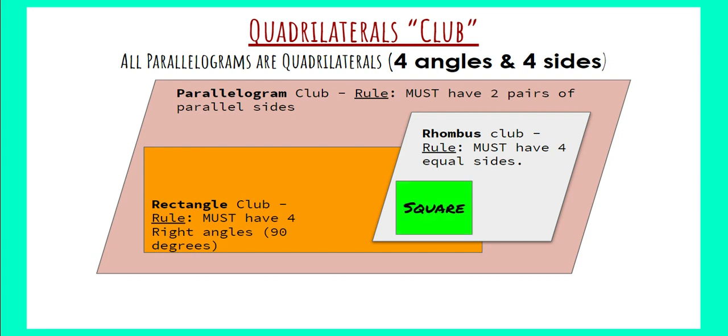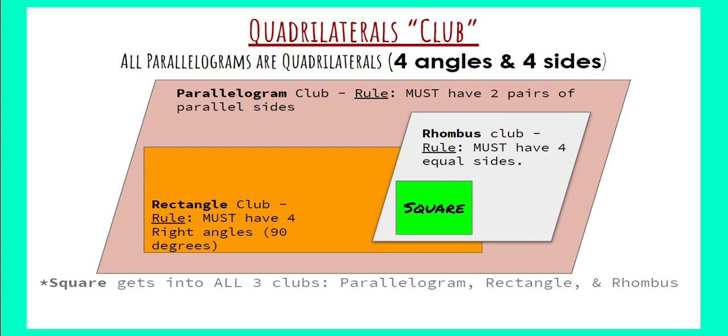And then finally, we have the square club. Now, with that being said, the square isn't necessarily a club. However, it can get into all the other clubs because a square gets into all 3 particular clubs, the parallelogram, the rectangle, and the rhombus. They have access to all 3 different clubs. Now, all 4 being a quadrilateral.